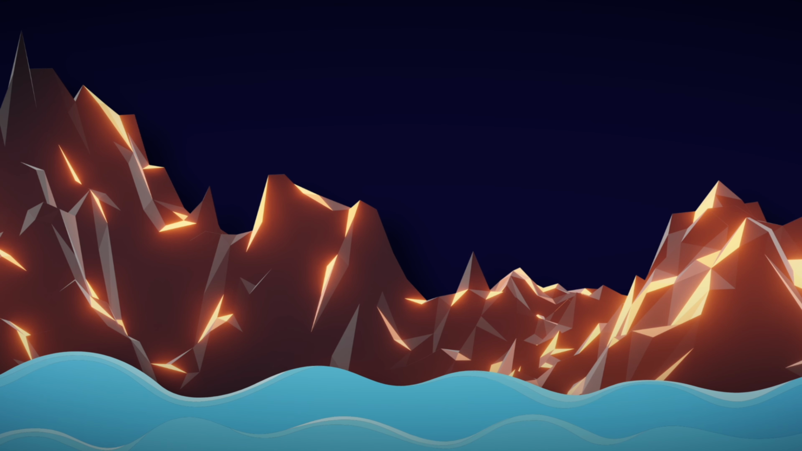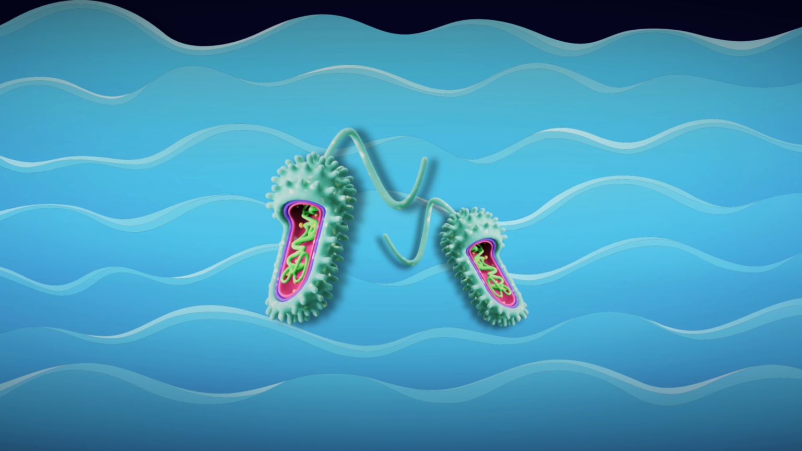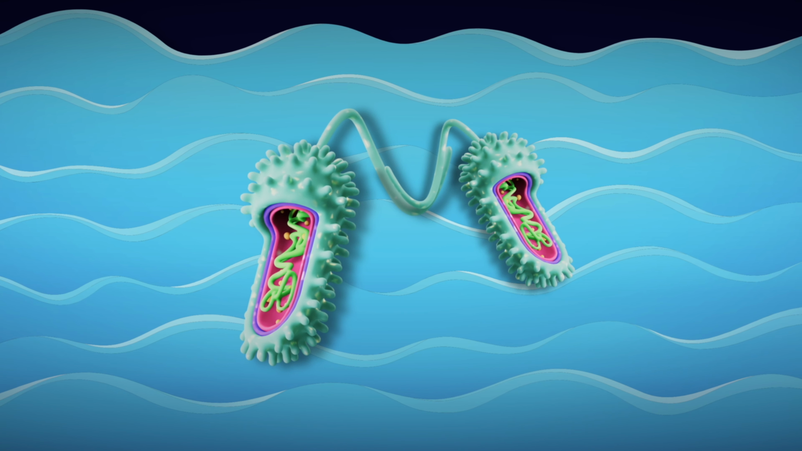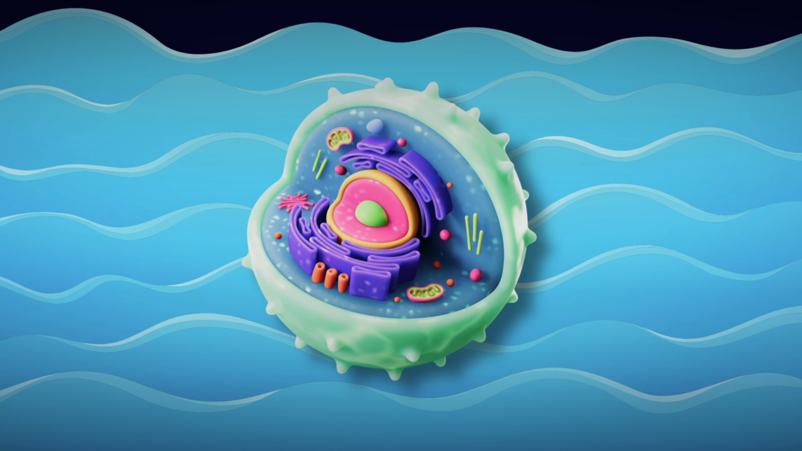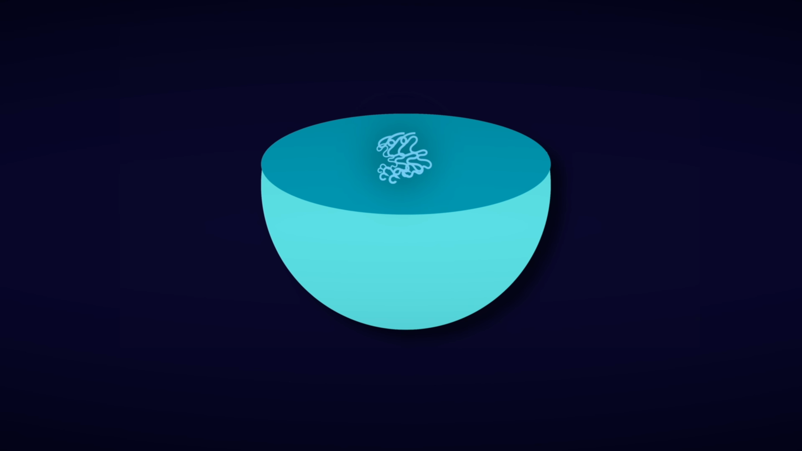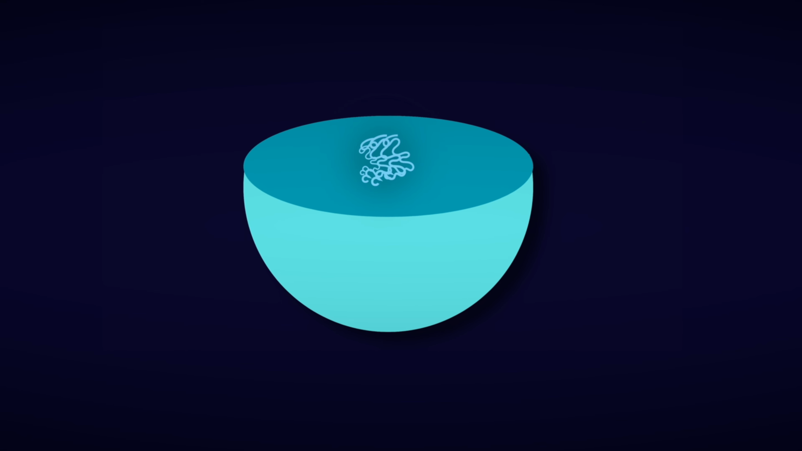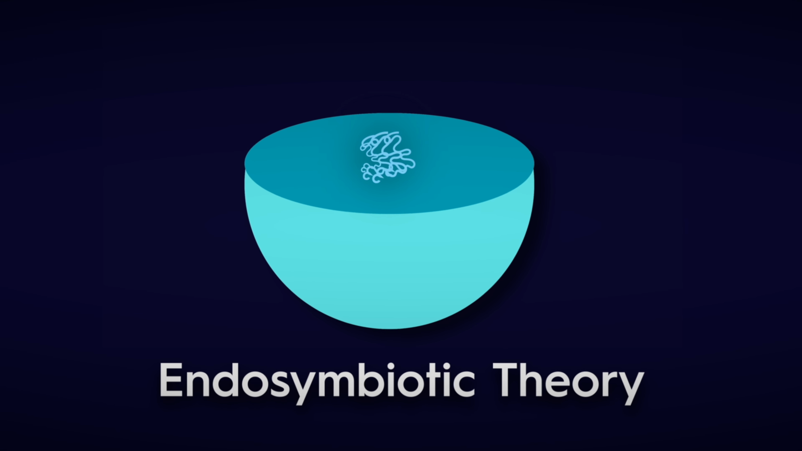To begin, the first life on Earth was made of small, simple prokaryotic cells. Over time, some of these cells formed partnerships that led to larger, more organized cells, which we now call eukaryotes. So, how could a simple cell transform into a complex one with internal compartments and a nucleus? The leading explanation is the endosymbiotic theory.